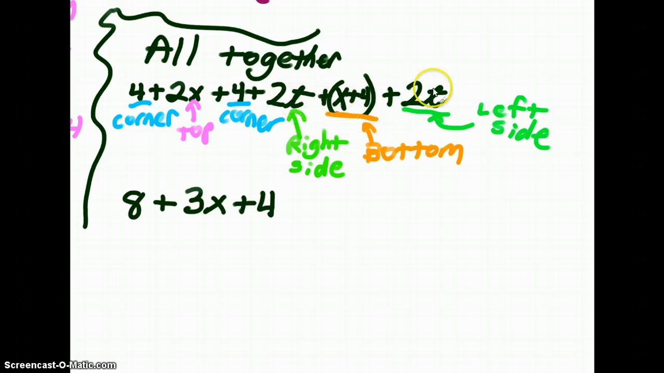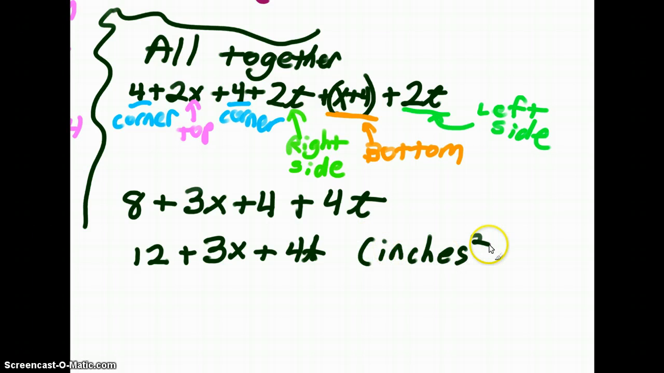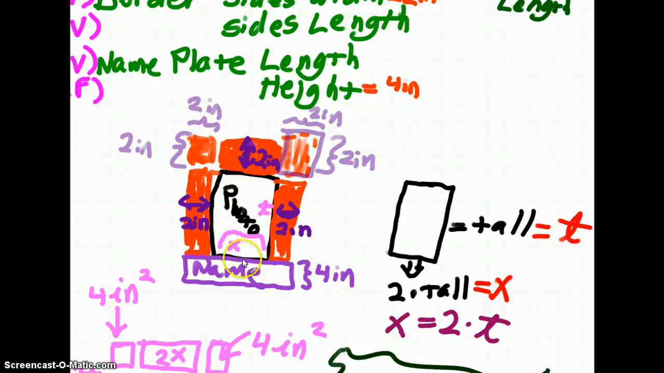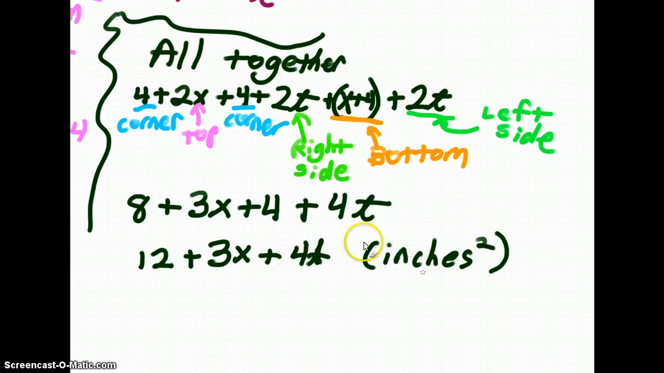Looking at the right side and the left side, those both have a t in common, so I can just add those together and say that that's 4t. And then still looking, I can reduce this again and say that 8 plus 4 is 12 plus 3x plus 4t. And from looking at everything that we've measured, everything here is going to be measured in inches squared, because when we set up all of our quantities in the very beginning, we started measuring everything in terms of inches. So remember, when you multiply units together, inches times inches will give you inches squared.